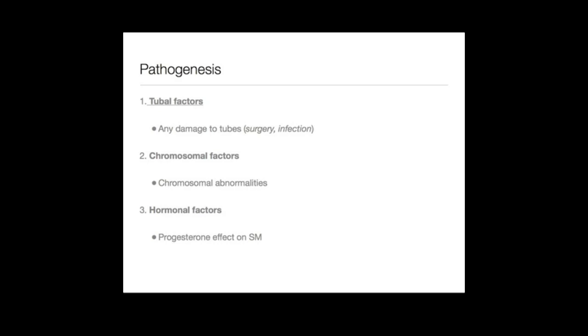It is also important to note that chromosomal factors can play a role, and chromosomal abnormalities in a developing fetus are predisposed to ectopic pregnancy. Finally, hormonal factors have also been shown to be important. Progesterone is particularly one of these and has been shown to decrease smooth muscle contractility, and it is therefore thought to predispose to ectopic pregnancy.